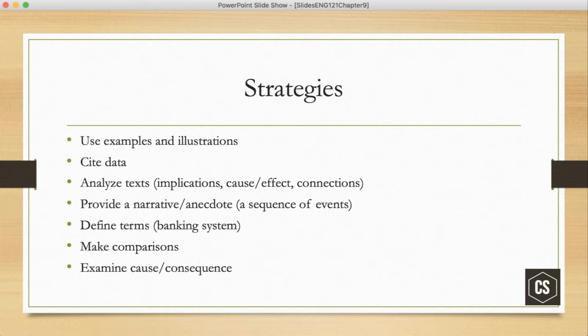Make comparisons. Some of you had some really excellent comparisons, some similes in there that were pretty awesome, some analogies which were great. You can also examine cause and consequence. So what is the cause of homelessness? What are the consequences of homelessness?